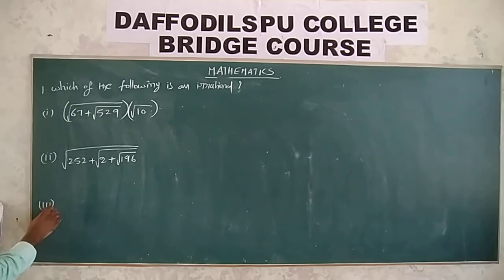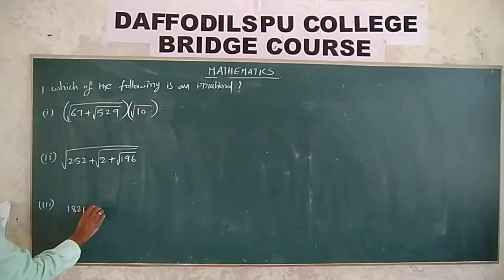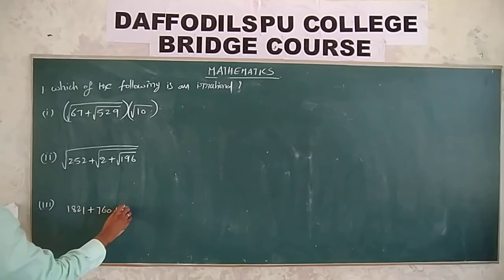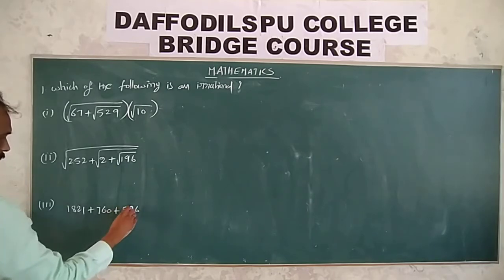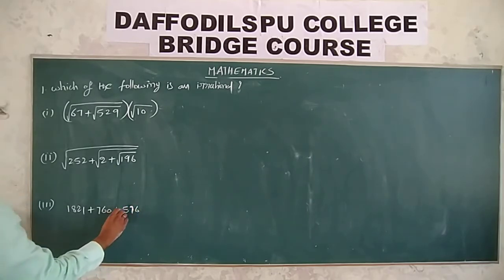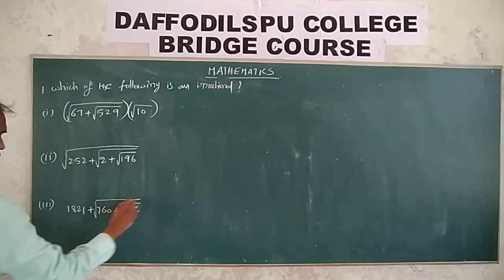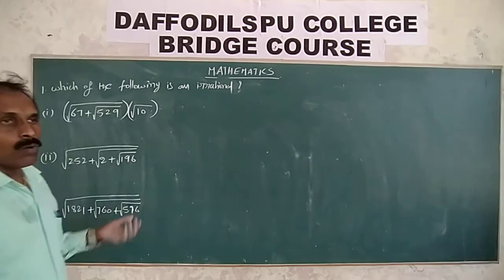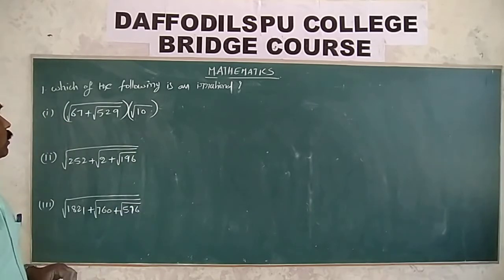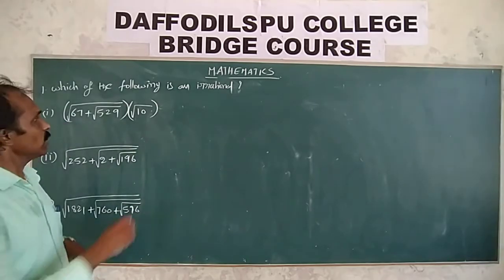And third one, the square root of 1821 plus 760, plus root 576. This is 576 under square root, and then a square root over all of it. Okay, let's see. Which of the following is an irrational number?